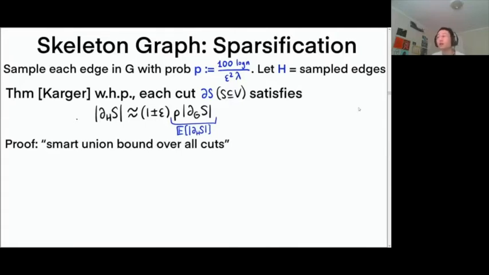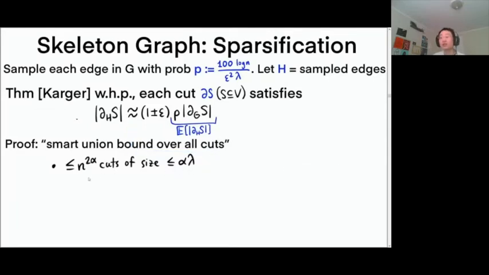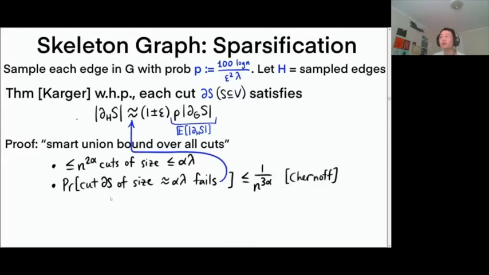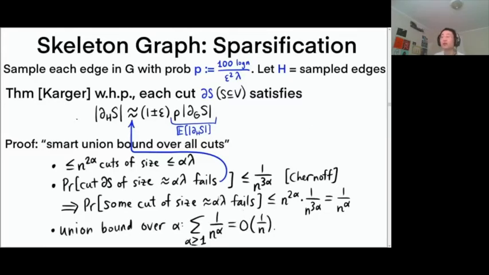The proof requires essentially a smart union bound over all the cuts. Suppose we fix some parameter alpha, and we consider all the cuts of size at most alpha times lambda, where lambda is the mincut of the graph. A well-known result of Karger and Stein shows that there are at most n to the 2 alpha many of these cuts. Now for any given cut, the probability that this guarantee fails is, by a simple Chernoff bound, at most 1 over n to the 3 alpha. It's important that this is n to the 3 alpha, which will eventually cancel out the n to the 2 alpha, because we can take a union bound over all n to the 2 alpha cuts and get that the probability some cut of size roughly alpha lambda fails is like 1 over n to the alpha. And finally, we can union bound over all alpha and get a total union bound of 1 over n, which is small enough. And we can always boost this 1 over n to 1 over polynomial.